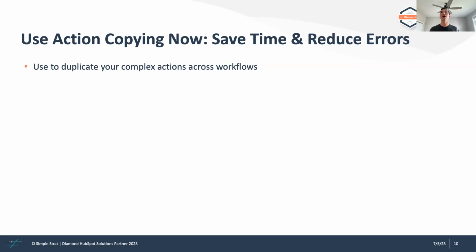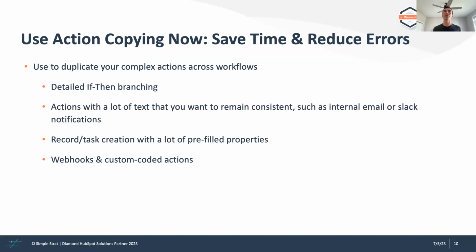So how we recommend that you do that is to duplicate your complex actions across workflows. Some examples of those complex actions would be if you've got really detailed if-then branching with multiple branches and you don't want to have to recreate that every time, or if you've got actions with a lot of text that you want to remain consistent. So maybe that is an internal email or a Slack notification for your team, or maybe you need to do a record or task creation with lots of pre-filled options. So you're creating a task or a new contact, deal, etc., and you're pre-filling a lot of information on that new record or task based on the workflow. You wouldn't have to recreate that step.